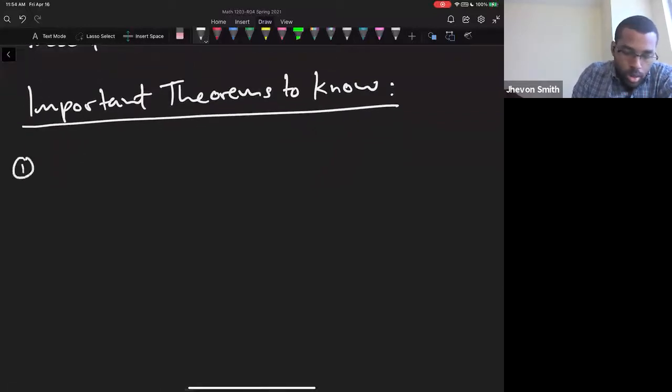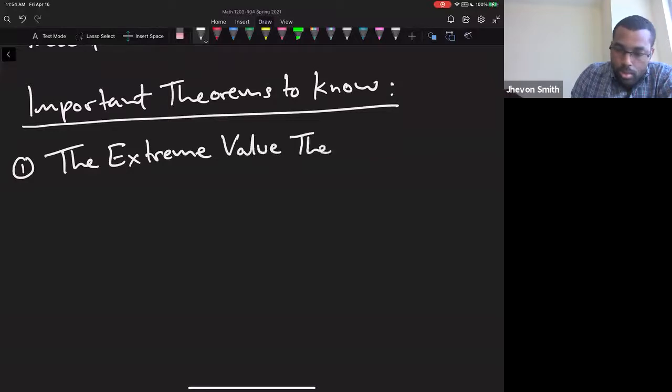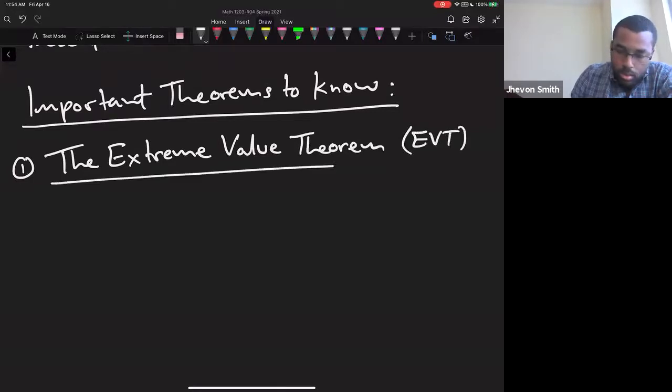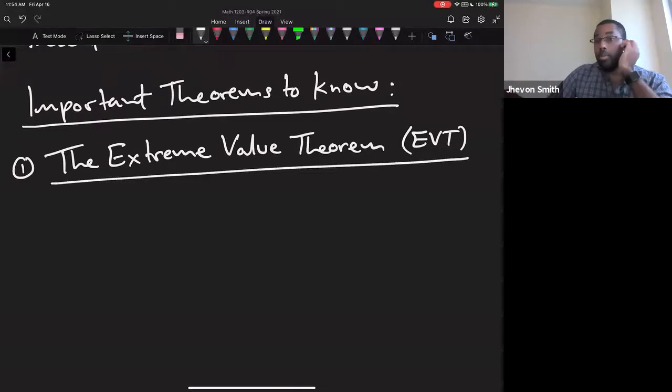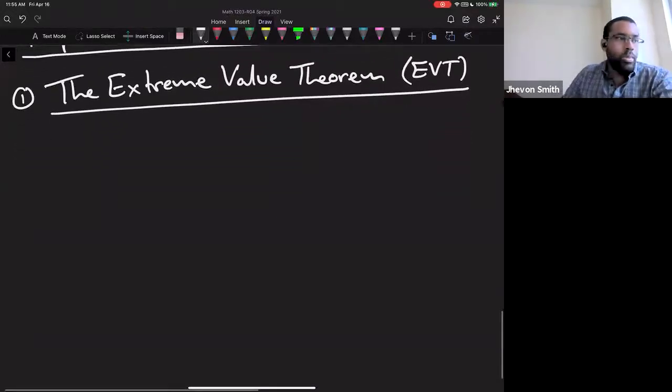The first one is called the extreme value theorem. Might shorten it EVT. Very important theorem. In fact, there are many math textbooks that take this theorem as an axiom. It's so fundamental, so elementary, so seems inescapable that they're just like, you know what, we don't even need a proof for this. There are others that have other axioms and you can prove this. So it's called the theorem, but there are a lot of people who take it as an axiom, right?